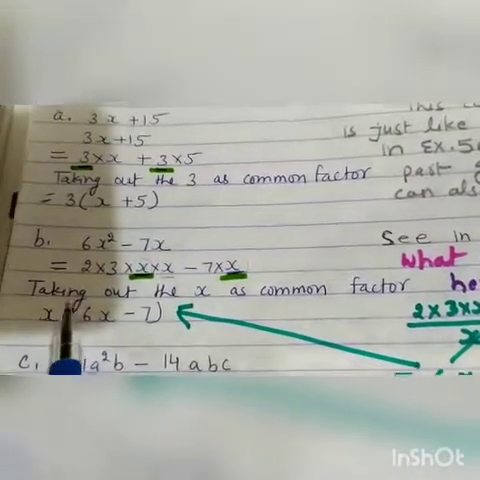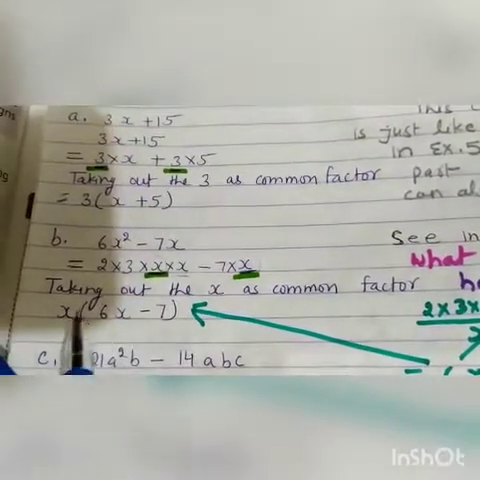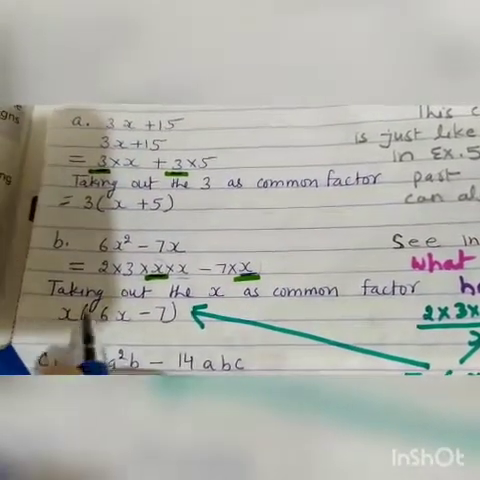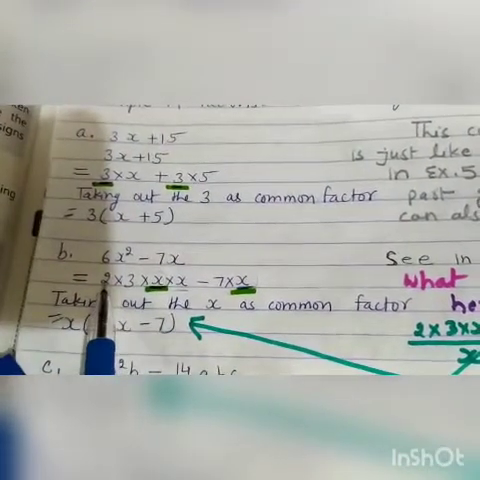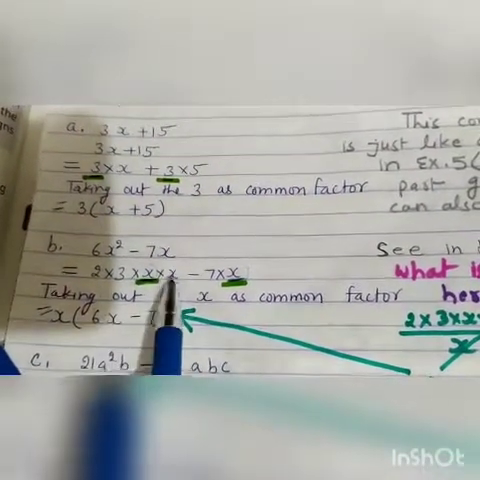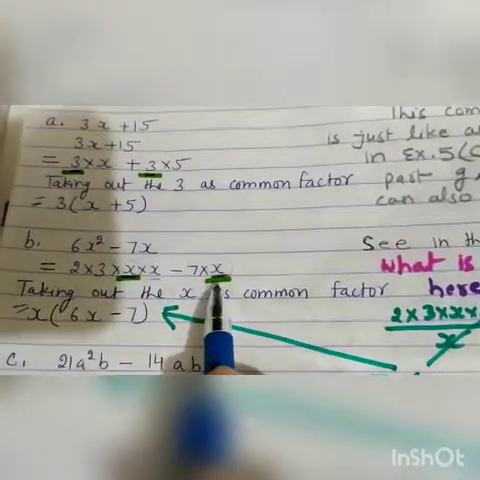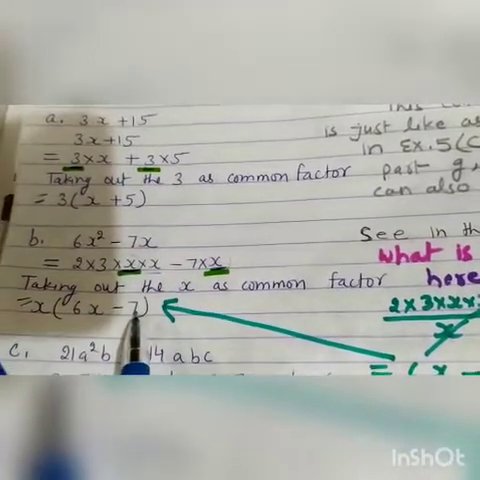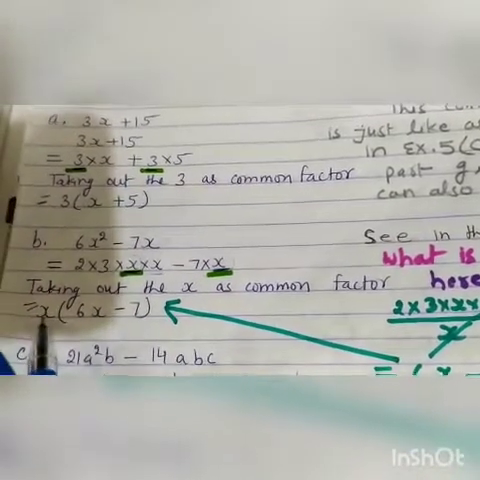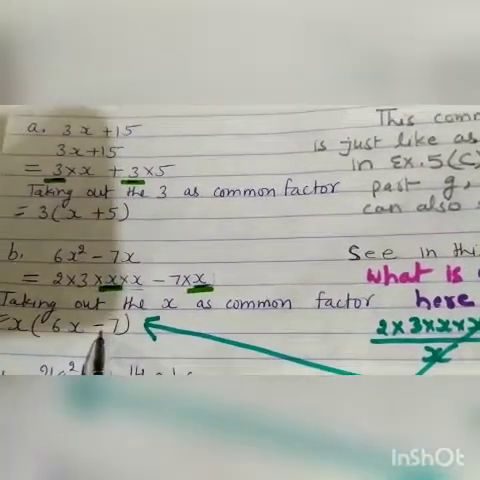So we will write, taking out the x as common factor, this x out of the bracket. Then what is left here? 2 3 is 6 and this x. Then this minus, again we consider this x here. Then this 7 is left. So what will be the answer? X as common, then bracket 6x minus 7.